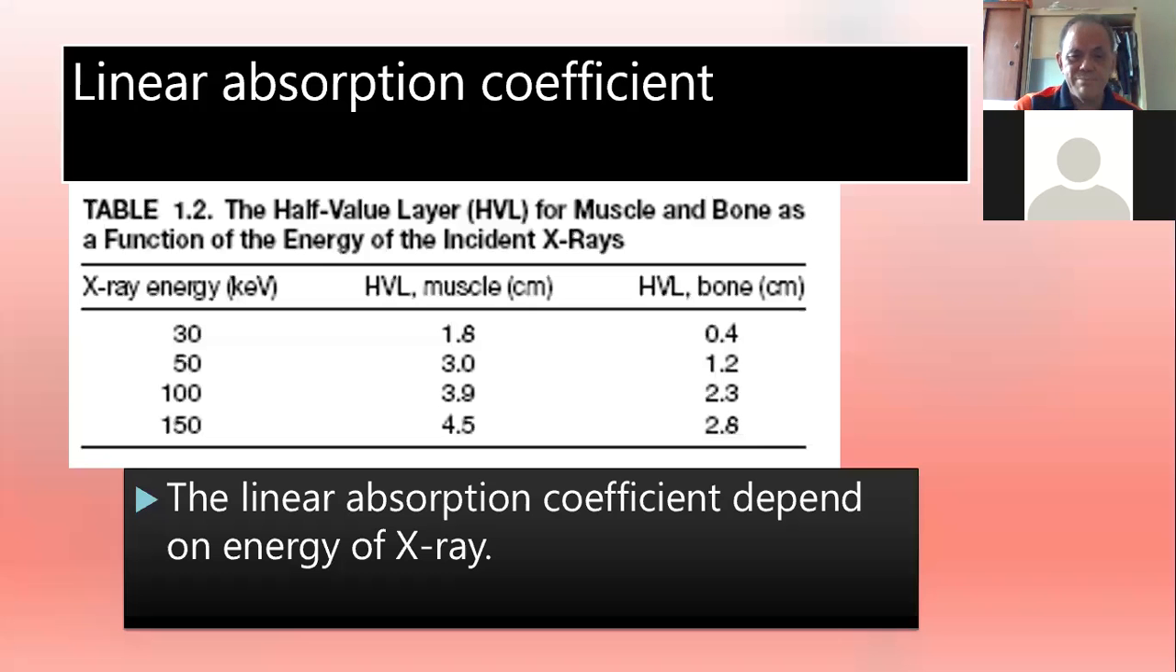Okay, this one shows you the same thing, half value thickness for different energy. It changes. It's only constant for a particular energy. And we can see that half value thickness for high energy tends to be larger. So the linear absorption coefficient depends on the energy of the X-ray, and half value thickness also.